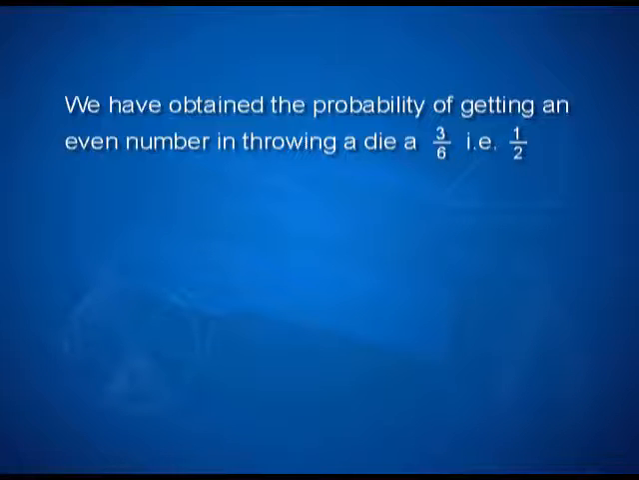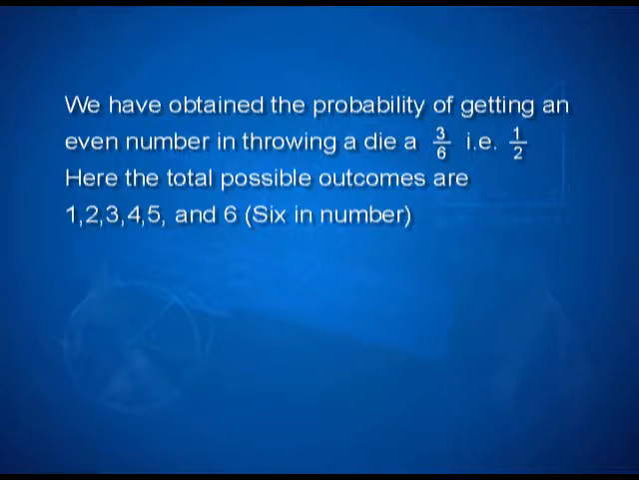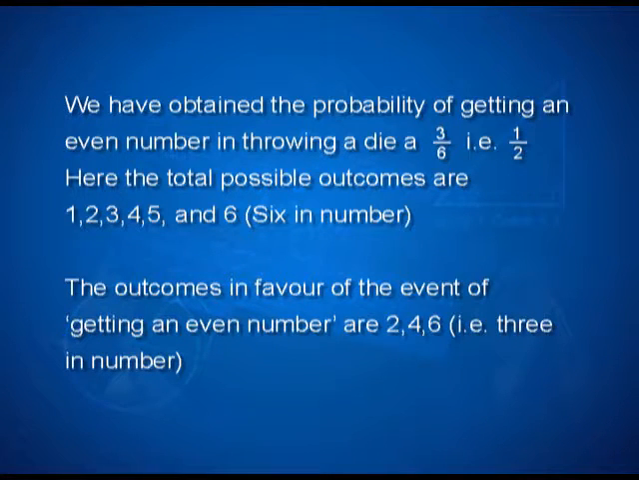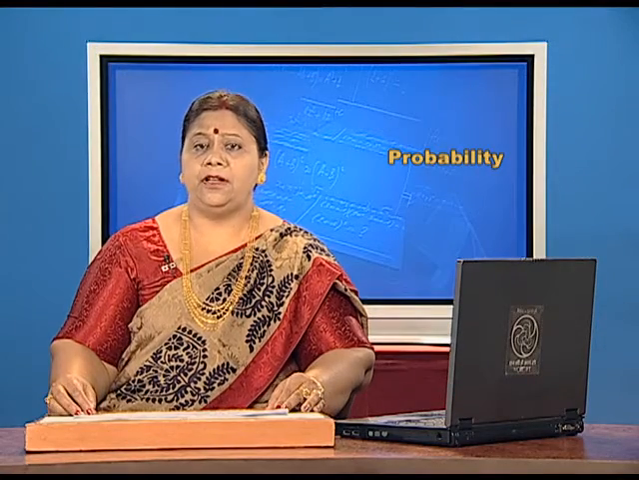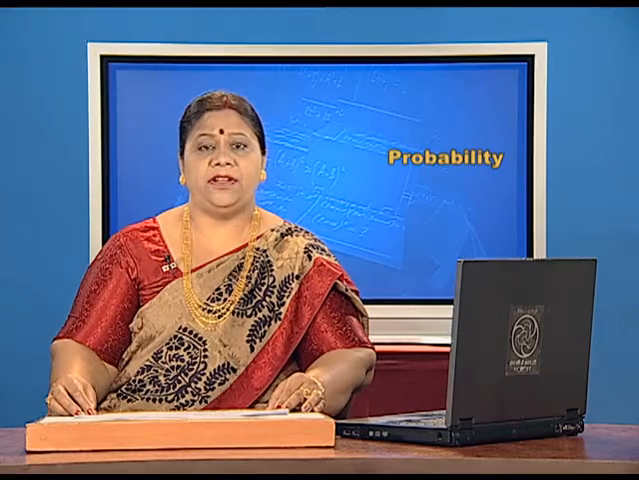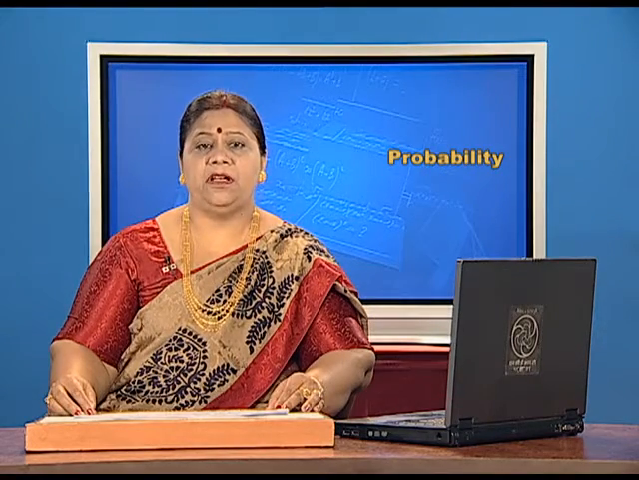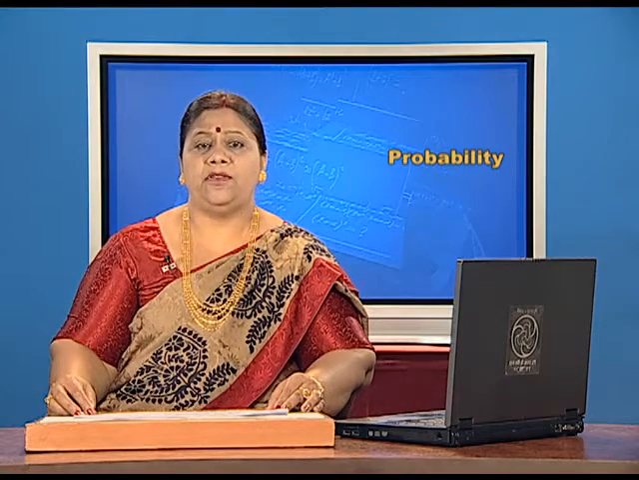We have obtained the probability of getting an even number in throwing a die as 3 upon 6, that is 1 upon 2. Here, the total possible outcomes are 1, 2, 3, 4, 5 and 6, that is 6 in number. The outcomes in favor of the event of getting an even number are 2, 4 and 6, that is 3 in number. In general, to obtain the probability of an event, we find the ratio of the number of outcomes favorable to the event to the total number of equally likely outcomes. This theory of probability is known as classical theory of probability.